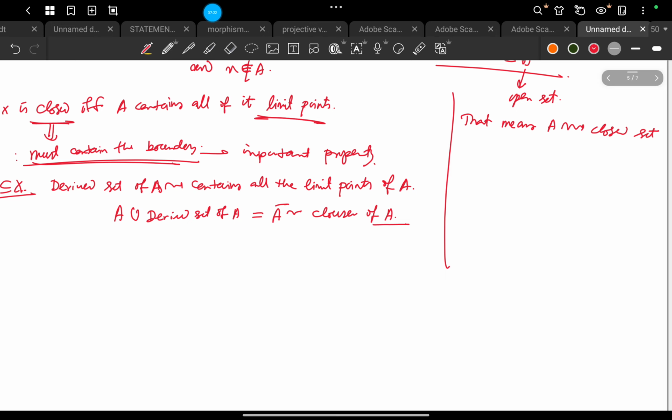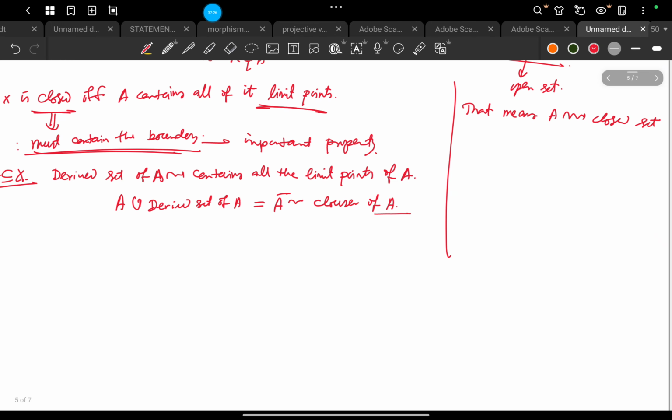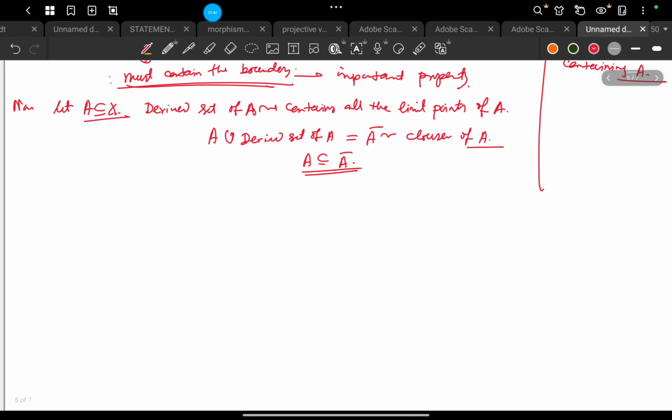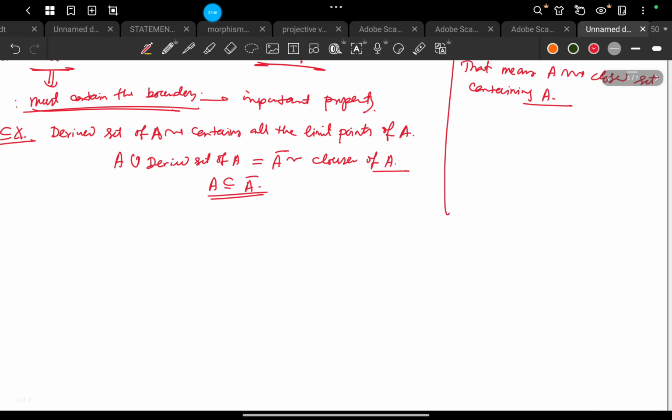And what is the property of this closed set? You see that this is the union of the entire set with the derived set. So of course A is inside A closure. So here the statement is that it is a closed set containing capital A. Now you can easily check that A closure is closed.